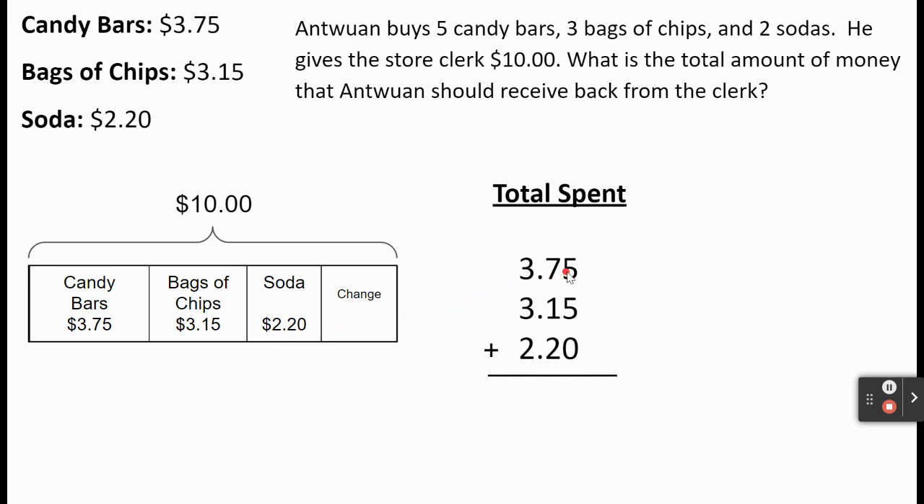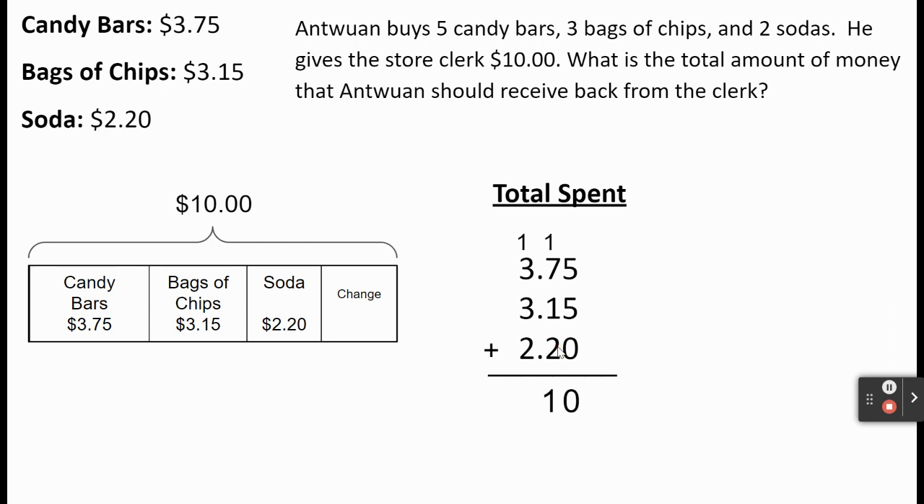Starting with the hundredths place, 5 hundredths plus 5 hundredths plus 0 hundredths is 10 hundredths. So place a 0 in the hundredths place, regroup the 1 to the tenths place. When we add the tenths, 1 plus 7 is 8, plus 1 is 9, plus 2 is 11 tenths. So place the 1 in the tenths place, regroup the 1 to the ones place.